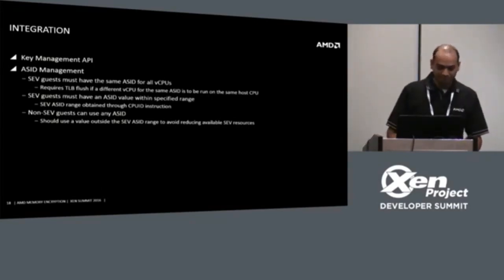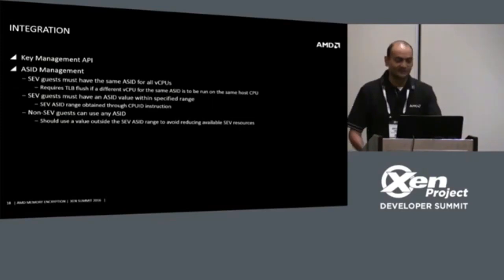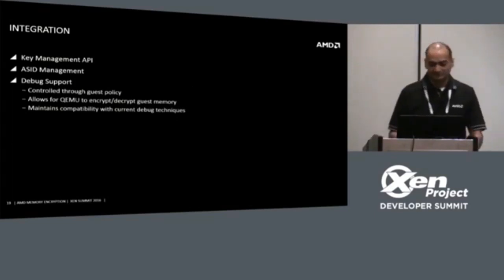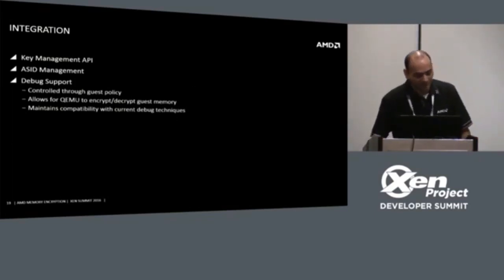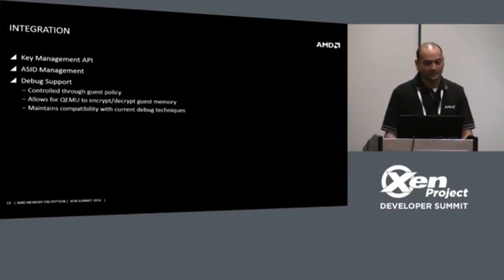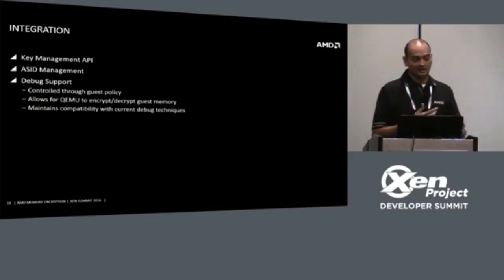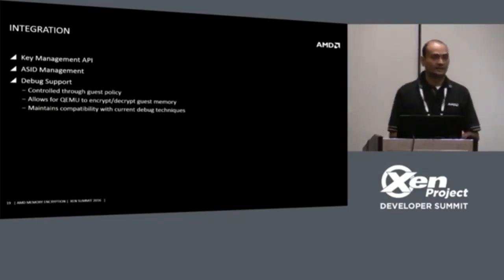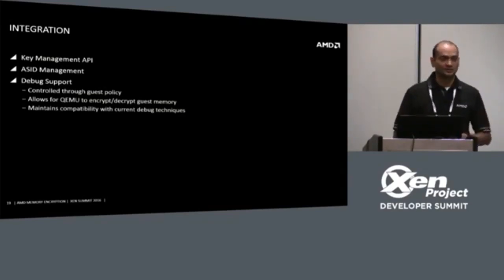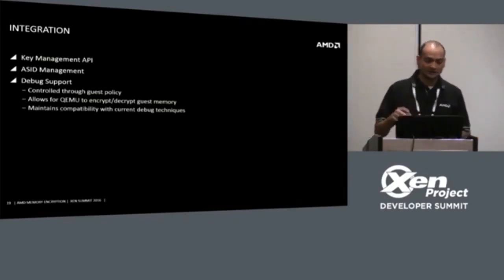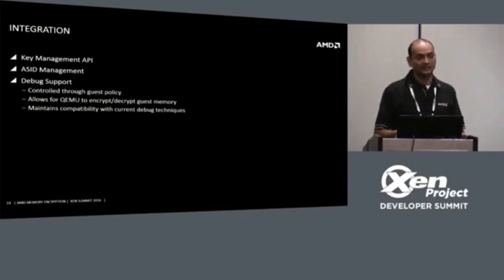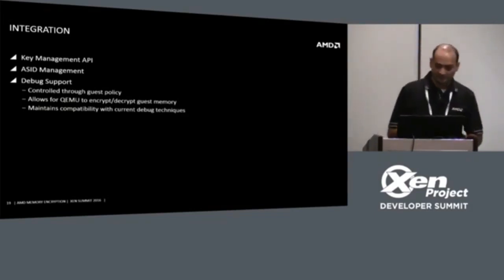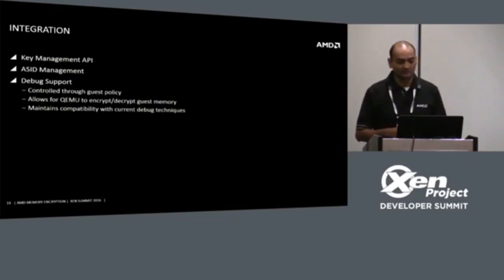And of course, non-SEV guests are free to use those ASIDs, but they will just eat up the resources. And similarly, the debug support. I don't know much about how Xen debug is done, but I know in QEMU, for example, you can use the xp command to dump the memory, or you can use a GDB server. And these debug APIs can very seamlessly be integrated inside QEMU to read and write the guest memory, so that we still have the old backward compatibility.